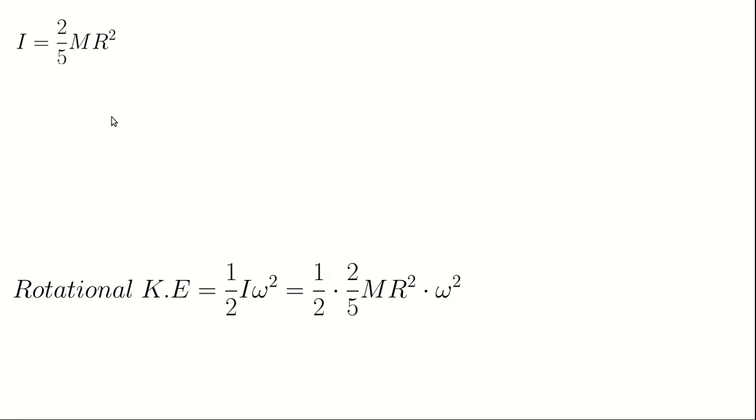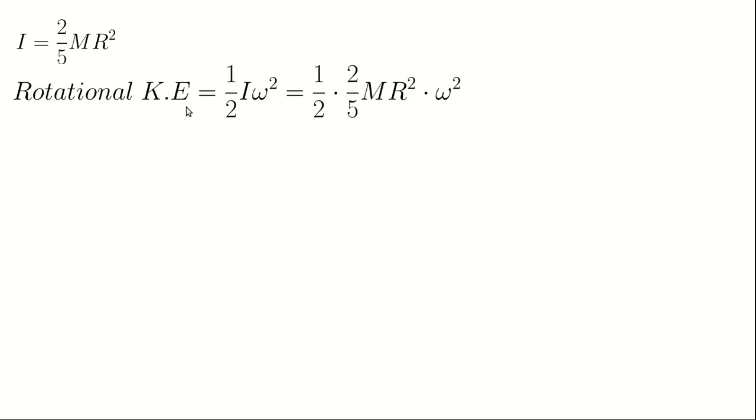So if you substitute this into the kinetic energy of a rotating sphere, we have rotational kinetic energy equal to half of I w squared, so this half remains here. I is 2/5 mr squared times omega squared. If this 2 takes care of this 2, we are left with 1/5 mr squared w squared, and that gives us 1/5 mr squared w squared.